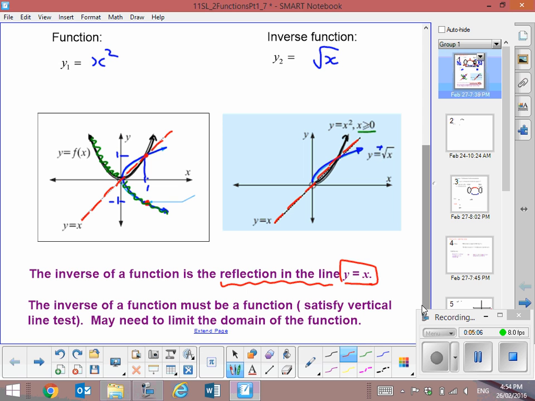The inverse of a function must be a function. That means it's got to satisfy the vertical line test. So we may need to limit our domain so that it's true. And that's what we did in this case, where we limited our domain to only x values greater than or equal to 0.